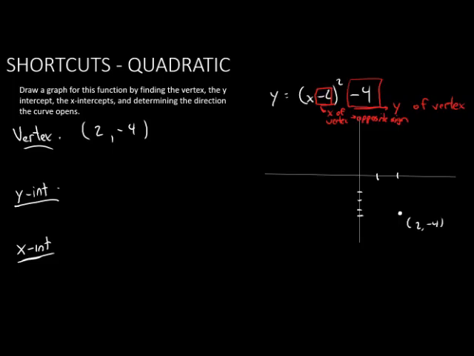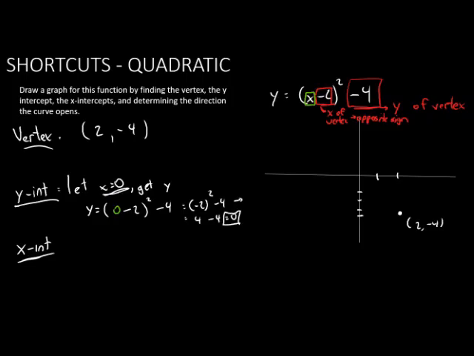Now we'll find the y-intercept. In order to find the y-intercept, we're going to let x equal 0 and then get y. So let's plug in 0 in the position where x is. We'll say y equals 0 minus 2 squared minus 4. If we do the math here, 0 minus 2 is negative 2 squared minus 4. Negative 2 squared is just positive 4. Minus 4 will give us 0. So therefore, our point here will be x equals 0, y equals 0.